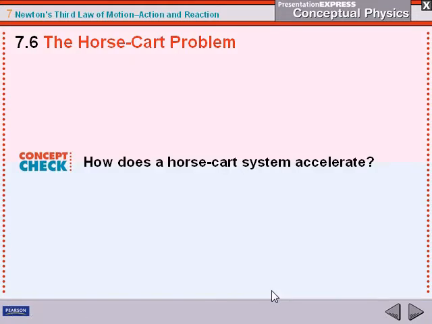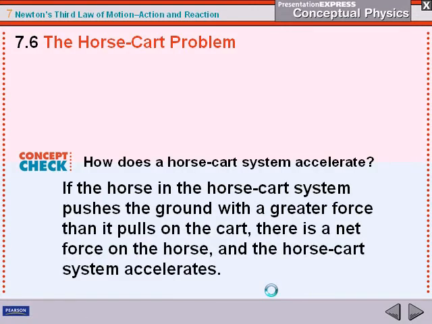So how does it accelerate? What has to happen is that the horse has to push on the ground with greater force than it pulls on the cart, and that will cause it to accelerate.